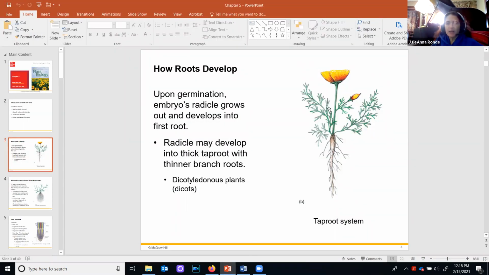Okay, so with the dicotyledon here, the cotyledons are not there anymore. They would have been the first little leaves that came out down here, but they would have died off. And these are mature leaves here. Okay.